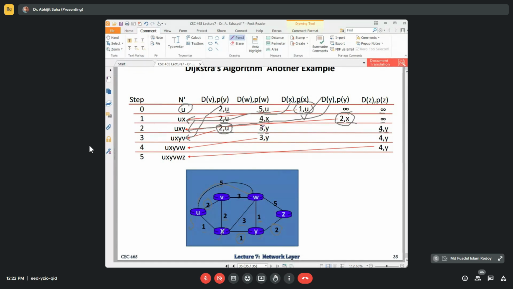Sir, in step 1 to 2, you take dy and py, that means 2x. Sir, we can't go from x to v, so why did we keep the previous value here when in the earlier ones we used infinity? What is the value you are having in your hand, right? Yes, sir. That should be kept with you.